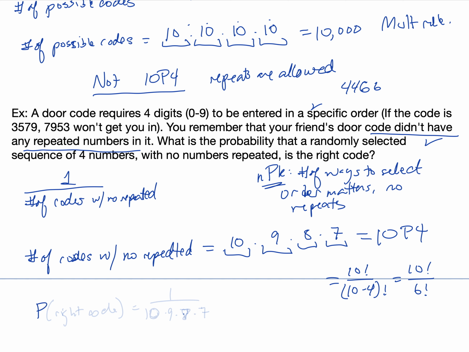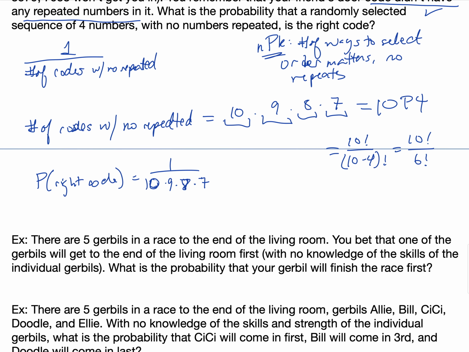And so the probability that this one sequence of numbers is the right code is still pretty small. It's 1 over 10 times 9 times 8 times 7 is our probability. So it's a slightly larger probability than above, but still fairly small. Let's look at 2 more examples.